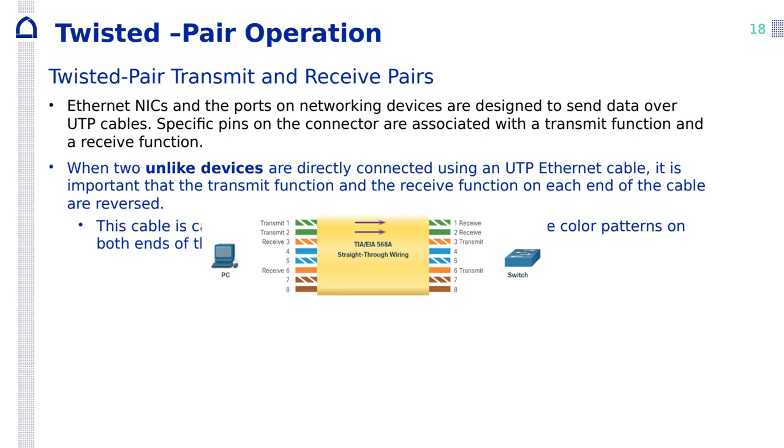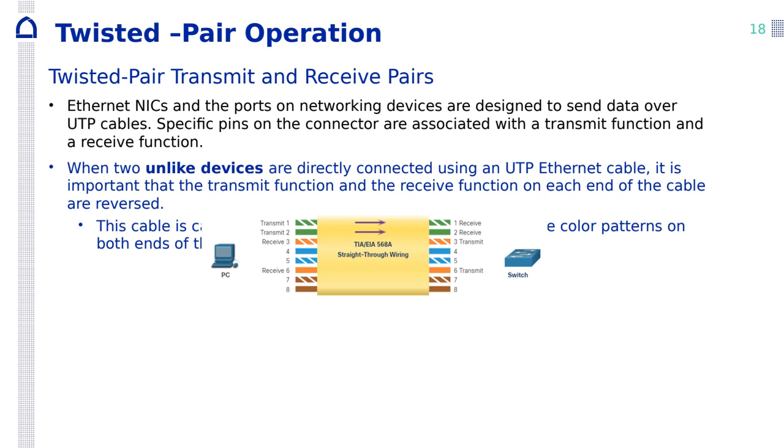Okay, look here. So this kind of cable is called a straight through cable. Yani, a cable from the PC to the switch is called a straight through cable because these are two unlike devices. But if it is from PC to PC, we call it a cross cable.